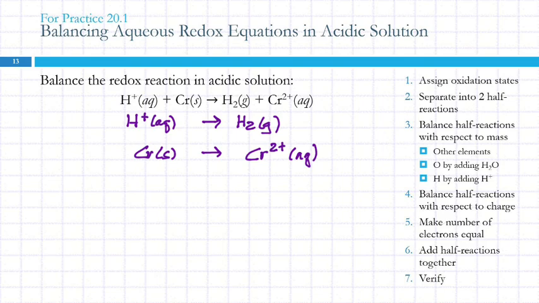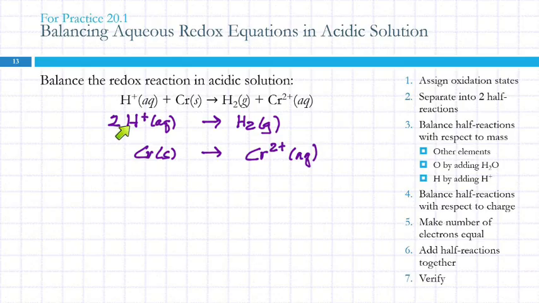Balance for mass. The bottom one's already balanced. There's 1 chromium on each side. The top one's not quite, because we have 2 hydrogens on the right and only 1 on the left. So we can just put a coefficient of 2 in there, balance that. Then we balance for charge. So we look at this top half reaction. Over here we have 2 positive charges, and over here we have 0 charges.